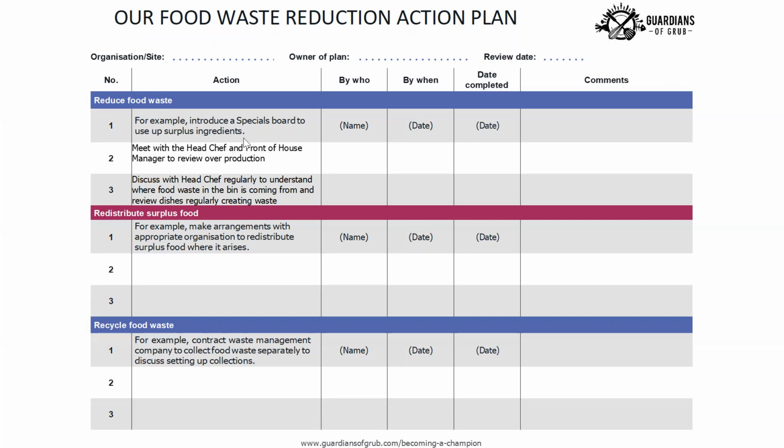So what I've done is these are pre-populated, and in this first section, it's been agreed, following the information that we've gleaned from the food measurement data, that we need to meet with the head chef and the front of house manager to review overproduction. That could be any subject, anything that you really feel that the data is telling you.